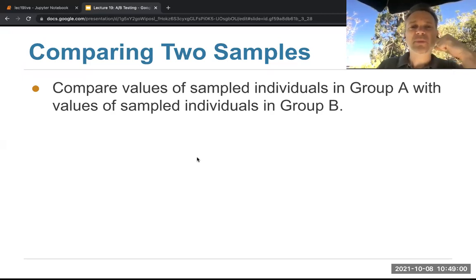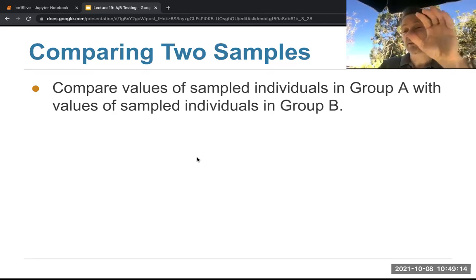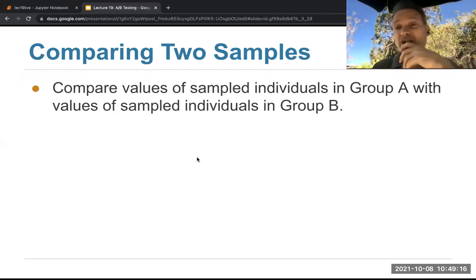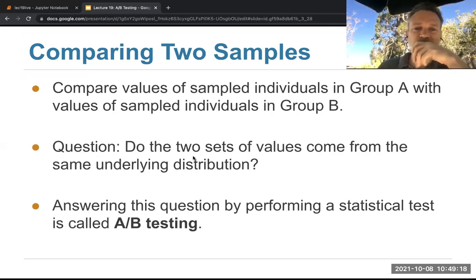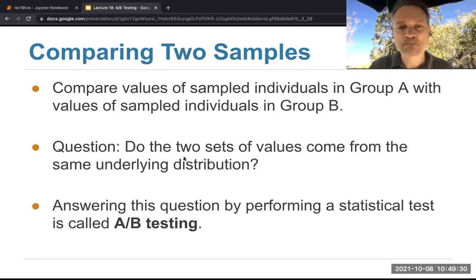Okay, so the A/B test is going to help us compare the values we get for group A to the values we get for group B to see if there appears to be any difference that is meaningful or whether any small differences we see might have just been caused by chance. All right, so the question is, do these two sets of values come from the same underlying distribution? In other words, was the same real world process generating both sets of data? So let's take an example.